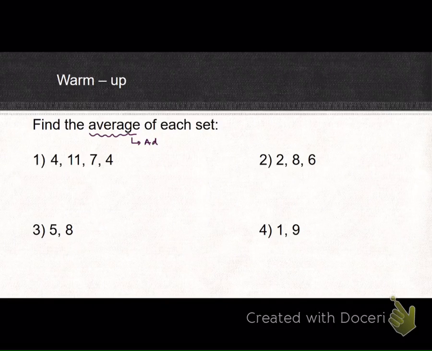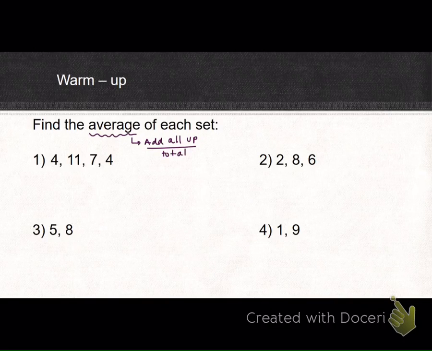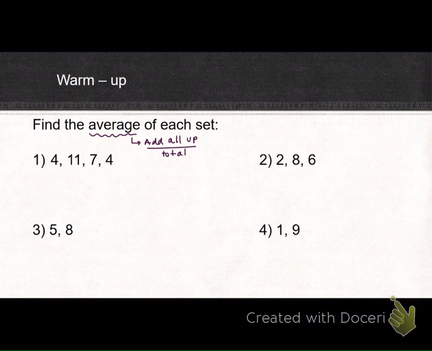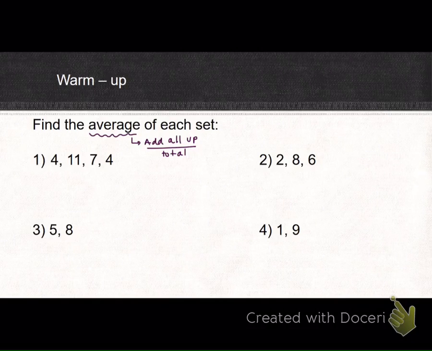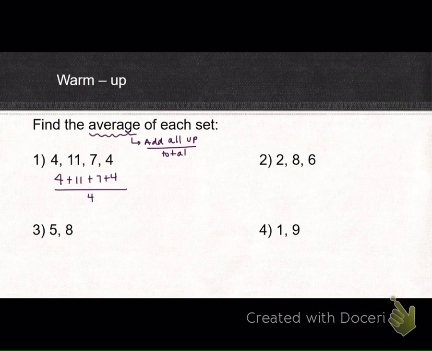So you add them all up and you divide by the total. And that's how you find the middle. So the average helps you find the middle. And you're going to be using that concept for the midpoint as well. So if you do this one here, 4 plus 11 plus 7 plus 4, what do you divide it by? 4. Okay, go ahead and get that into your calculators real quick and see what you get out.